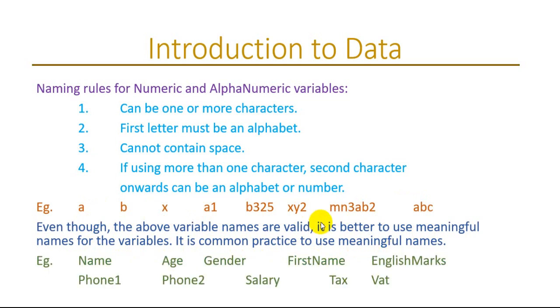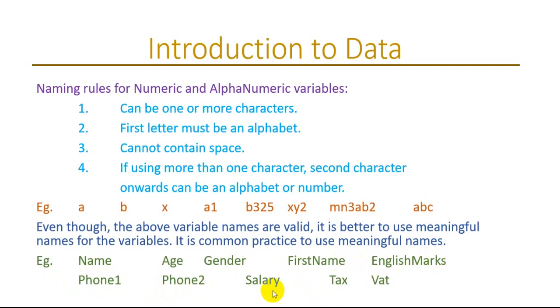So let's see examples. Now these will be fine. Name, you're giving a variable name as name. Now here, all these rules are valid because it's starting with an alphabet and following with alphabets. No issue, no problem. Age, fine. Gender, fine. First name, fine. English marks, fine. Phone number one, fine, because starting with alphabet, after that numbers can come. Phone number two, or salary, or tax, or VAT, or anything for that matter.